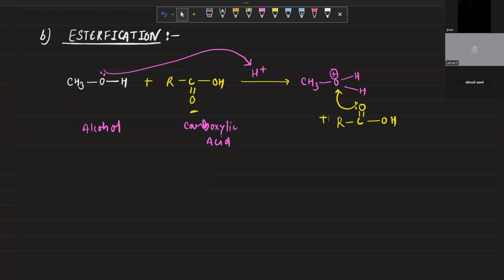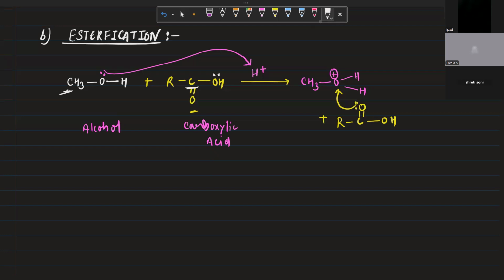More lone pairs, right? I was thinking it can donate more to the intermediate. So see, there is a lone pair over here, and this is a carboxylic acid. In this case, this carbon is electropositive or negative? This carbon is electropositive, so this carbon needs more electrons as compared to this one.